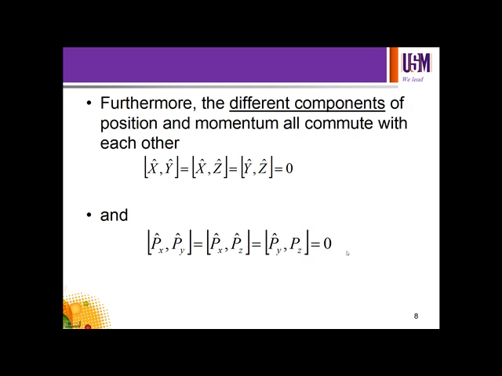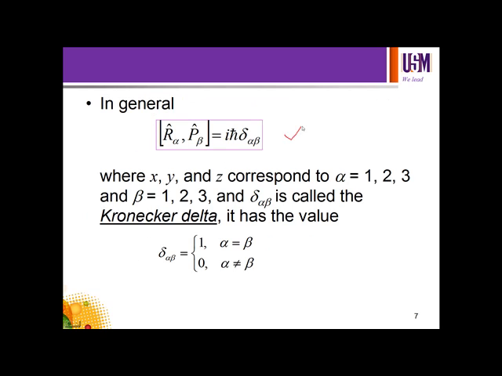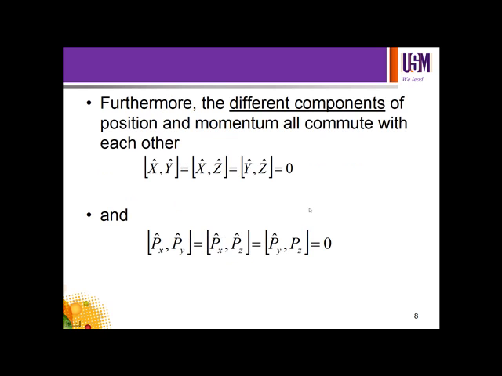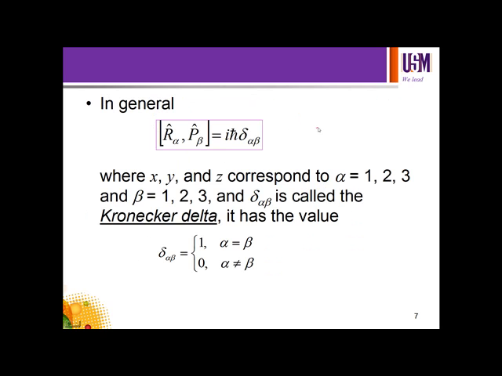So more or less the rule of thumb is that there are three cases. Here we have the commutator of position operators, here the commutator of momentum operators, and here the commutator of position and momentum operators. If they are from different components, meaning they refer to different axes, it should be equal to 0.